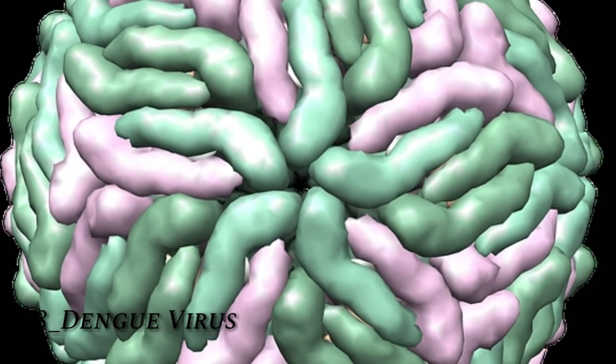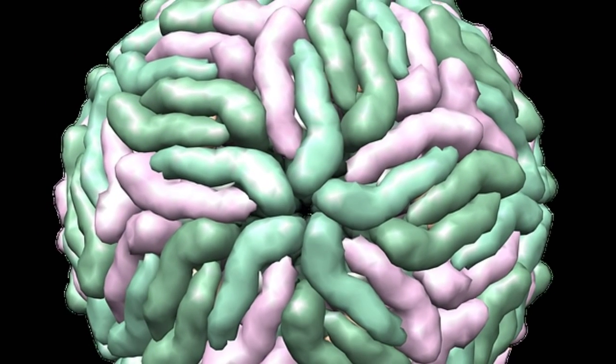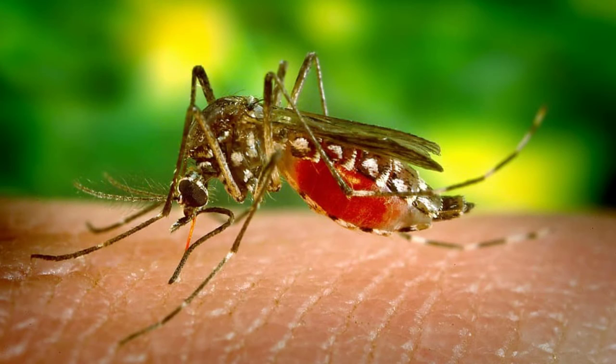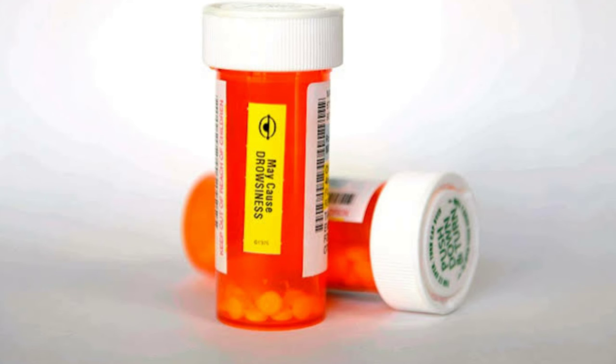Last but not least, the last virus in our list is dengue virus. The leading cause of death in the tropics and subtropics is the infection brought on by the dengue virus, which causes a high fever, severe headache, and, in the worst cases, hemorrhaging. The good news is that it's treatable and not contagious.